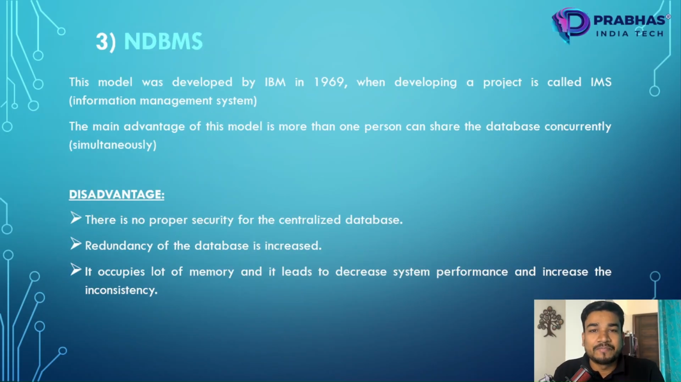Next is the network database management system, which was developed again after 9 years from the hierarchy management system. The disadvantage of the hierarchy management system was that only one person can work at a time. That disadvantage becomes an advantage here. In the network database management system, multiple users can work simultaneously on the same system. That is the main advantage of this system.